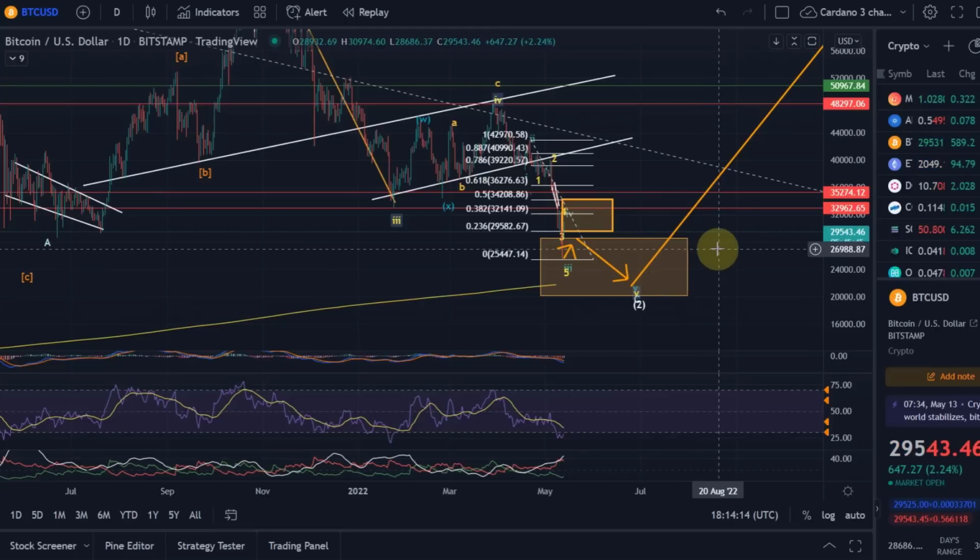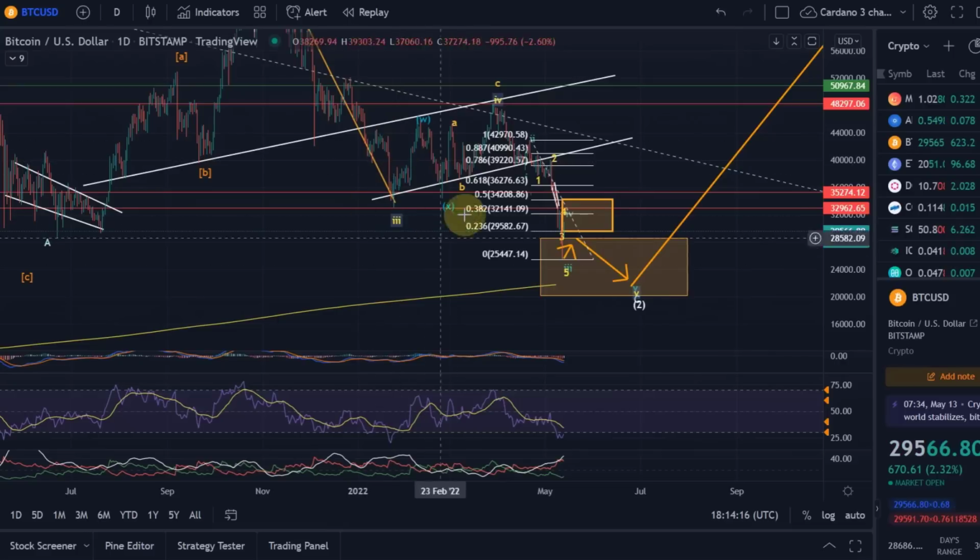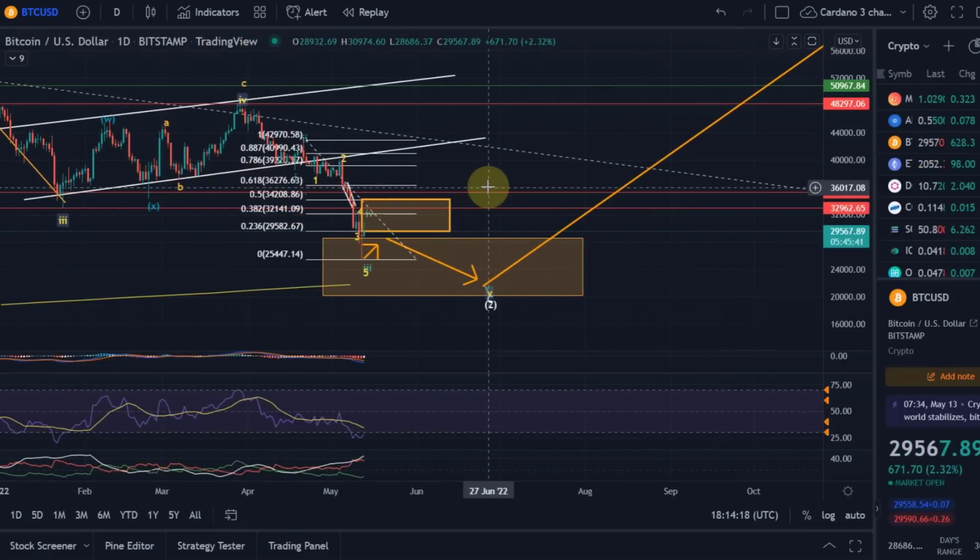My view is we see a fairly swift recovery, fairly quick. And the reason for that, one among many, is that a lot of people now expect, as they expected 100K Bitcoin at the end of the year, a very long bear market. I think the opposite will happen. I think we will see a fairly quick recovery in line with the stock market.